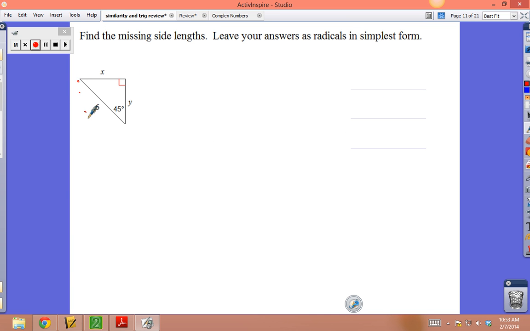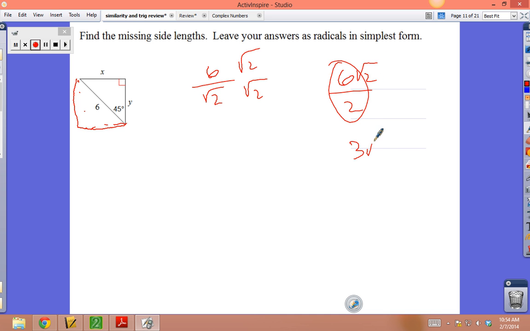45 is the hint, so it's half of a square. Here's my other half right here. This one's hard though. If this is 6, I know that if I had this, I times it by square root of 2. So I'm going to go backwards. I'm going to take 6 and I'm going to divide by square root of 2. But I can't have square root of 2, so I'm going to times square root of 2 on top, square root of 2 on bottom. So it's going to be 6 square roots of 2 over 2. And 6 divided by 2 is going to be 3. So x and y both are the same, and they are both 3 square roots of 2.